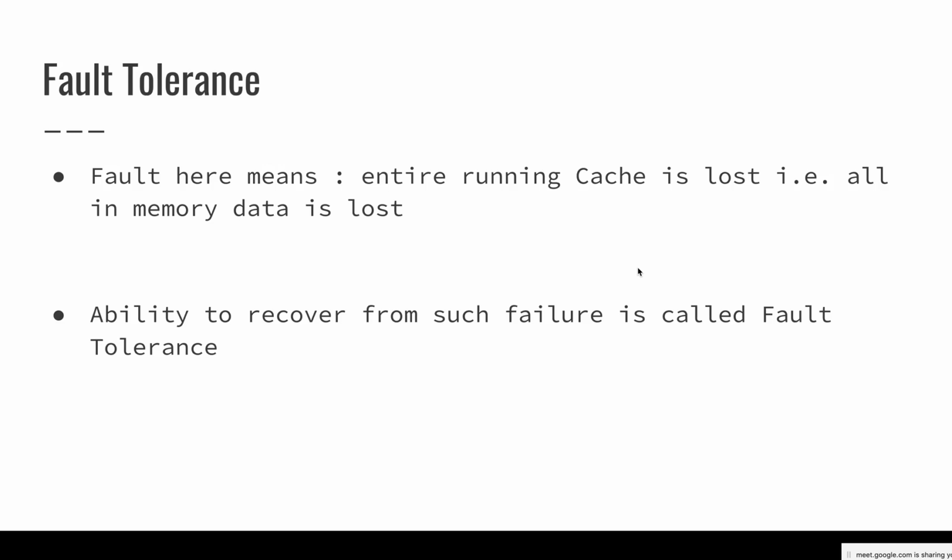Next is fault tolerance. So the words like fault, failure, error mean different things in different contexts. For the sake of this particular talk, let me explicitly make it clear that fault means that when your cache is lost, that is, all the data that is present in the memory of the cache is lost, the ability to recover from such a failure, that is what I am calling as fault tolerance.